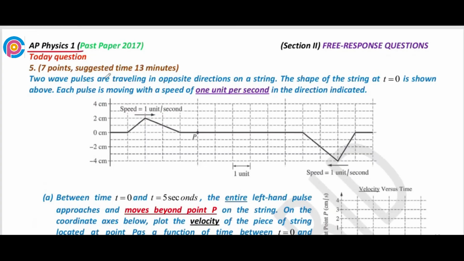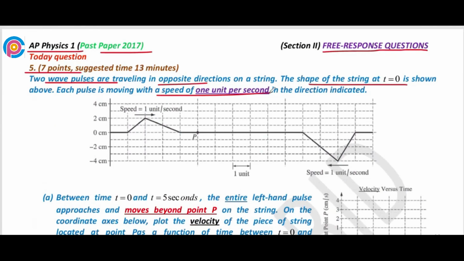Okay, we have the AP Physics 1 past paper 2017. We are discussing the section free response question. Today we have question number 5, which carries 7 points. In this, two wave pulses are traveling in opposite directions on a string as shown in the figure. The shape of the string at t equals 0 means this peak is captured when time is 0.